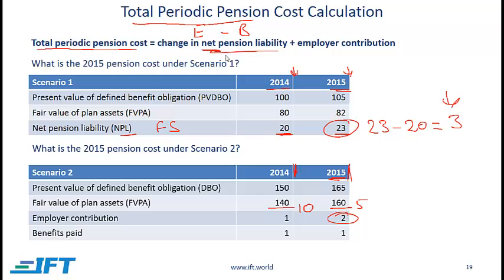So just remember this expression. The change in net pension liability is the ending value, which is 5, minus the beginning value, which is 10, plus the employer contribution, which is 2. So here we'll have 5 minus 10, which is minus 5 plus 2, and this is equal to minus 3, which means that the cost is minus 3. A cost of minus 3 really means a pension income of 3.